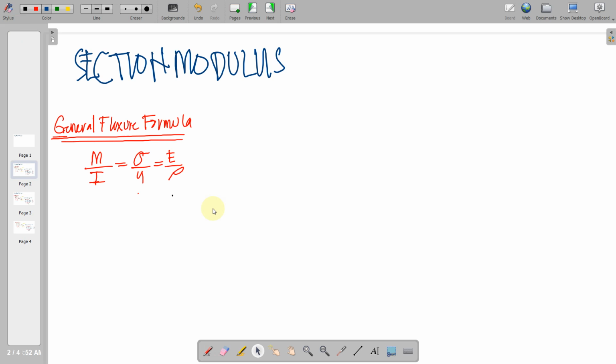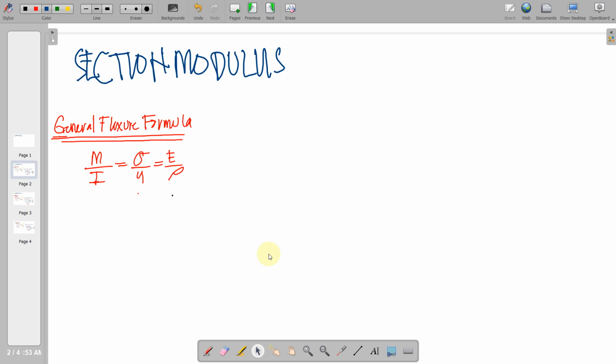So we have this general formula. Recall that we have three sides of the equation here, where we have M over I to be equated to the stress sigma over y, which is equal to the modulus of elasticity over the radius of curvature.